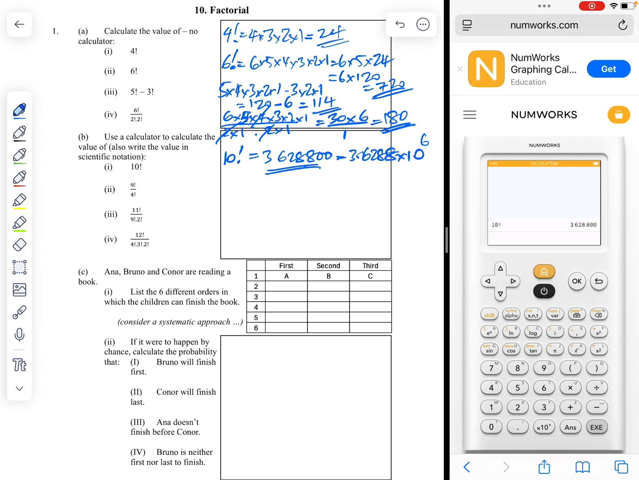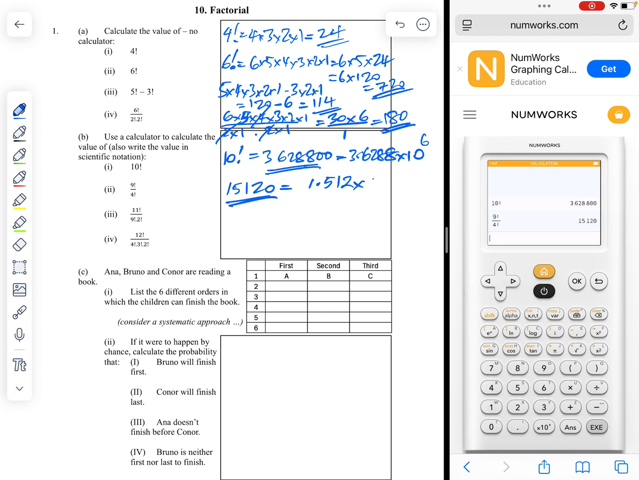Next, 9 factorial divided by 4 factorial. So 9, if we go to the toolbox, we're already in the right place. Press execute. If you notice the cursor is not quite in the right place, we need to move across 1. Now we can do divide. We want 4 factorial, 4, back to toolbox, enter, and we get 15,120. 15,120 is our answer.